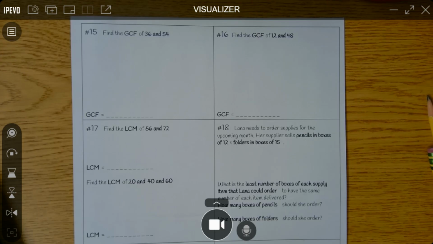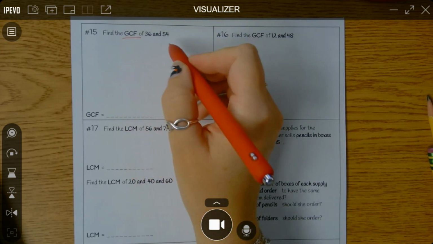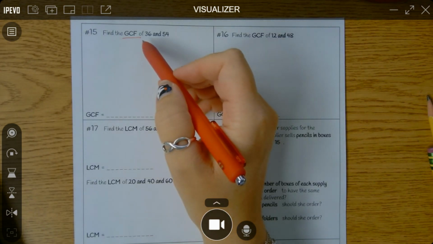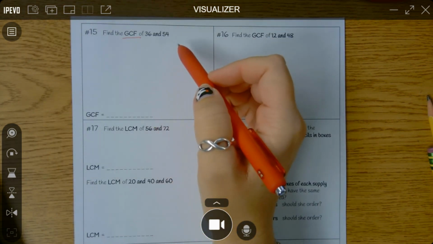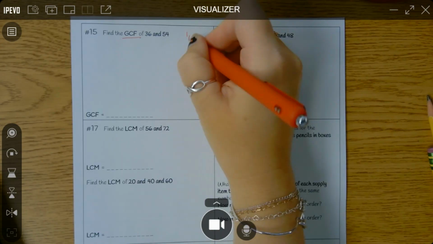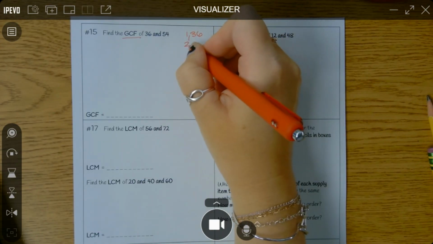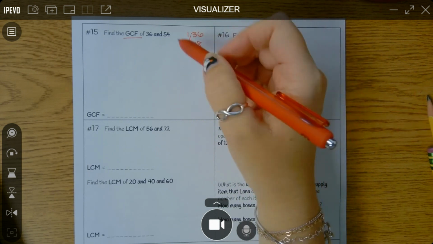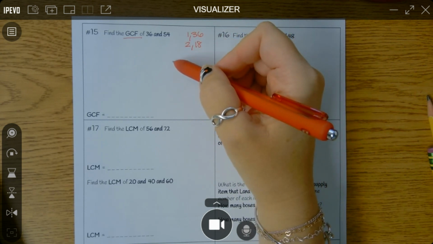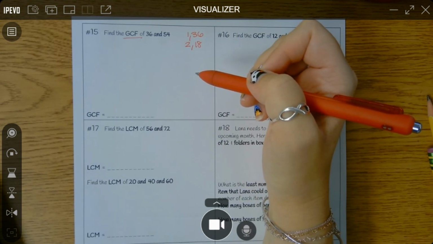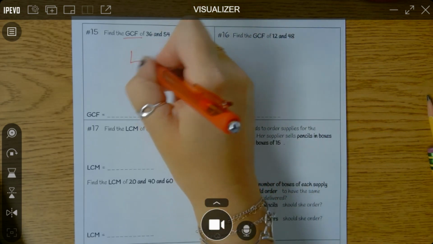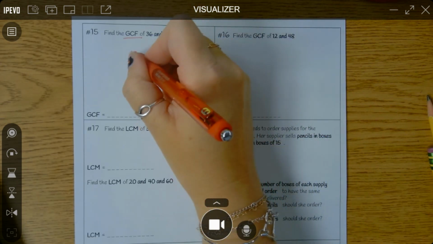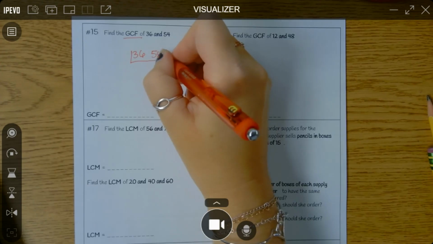So for number 15, you want to find the GCF of 36 and 54. So the greatest common factor. You could list out all the factors, like 1 times 36 and 2 goes into that 18 times, and so on, and keep going, and then find all the factors of 54 and list those, and then find the greatest one that they share. Or you could do what you're going to see me doing, the ladder method. That's the one that I prefer.